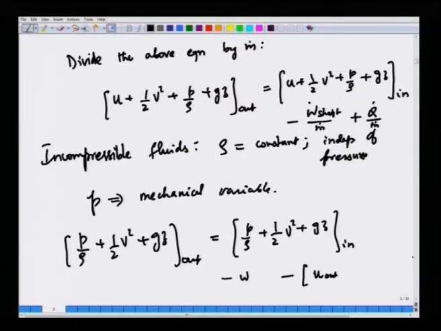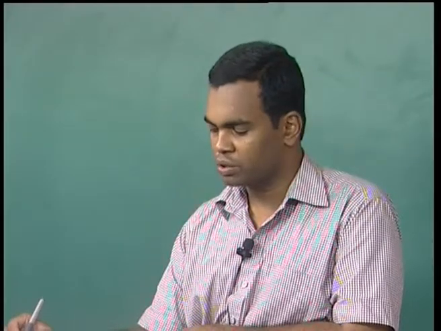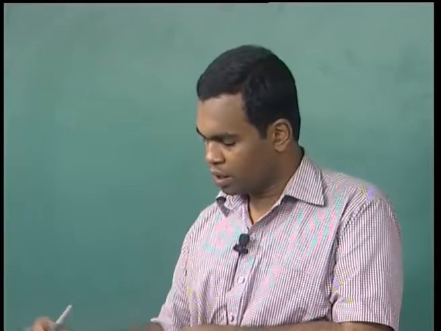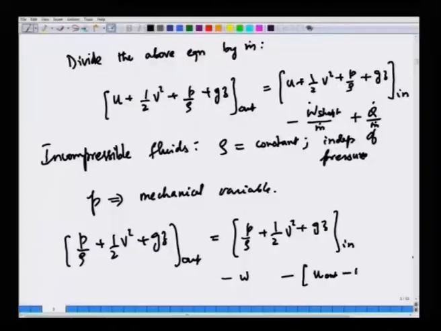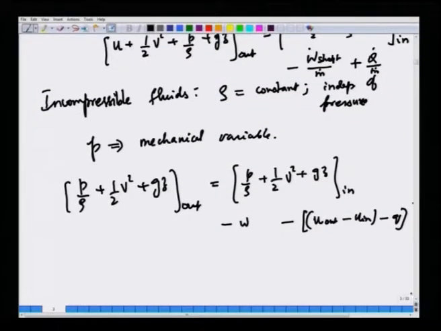And you will get minus (U out minus U in), minus Q, sorry, because you have already taken a minus sign out. Small q is the heat transferred to the fluid per unit mass. There is no rate involved here.